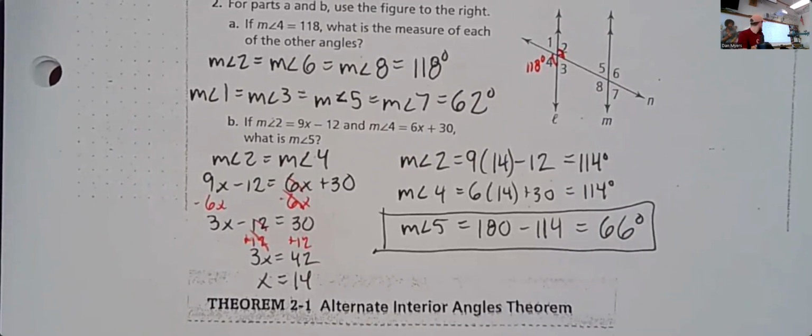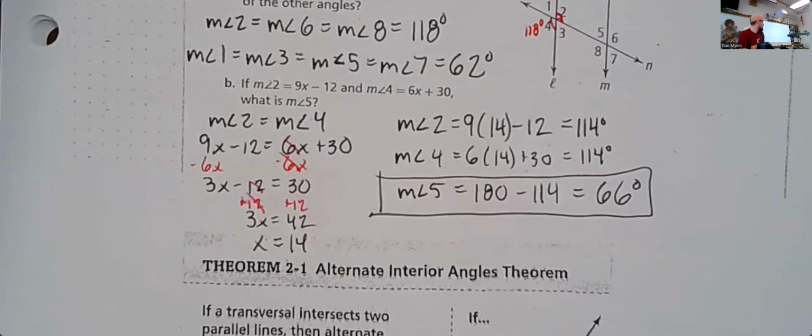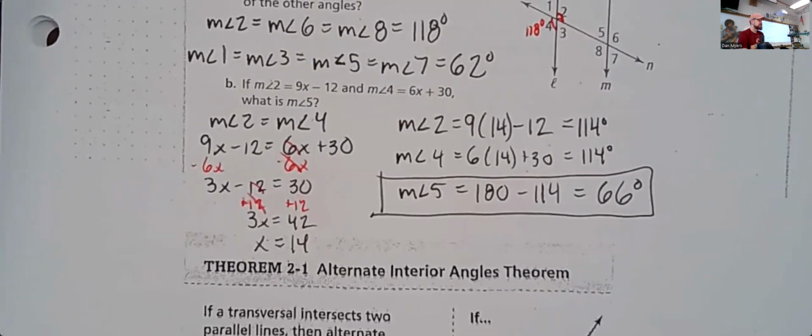All right. How are we doing? Lots of 180s in this. Lots of 180s, lots of congruence going on.